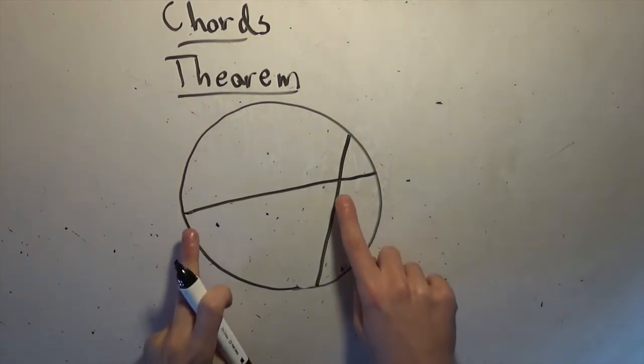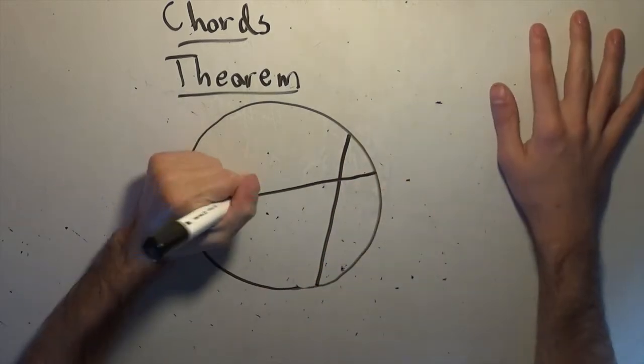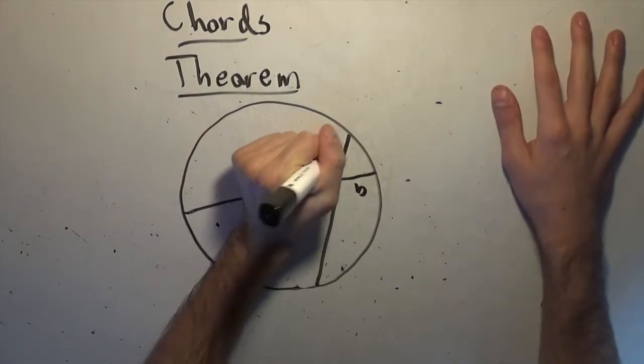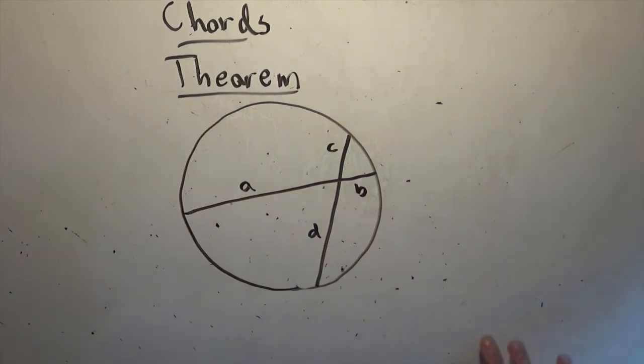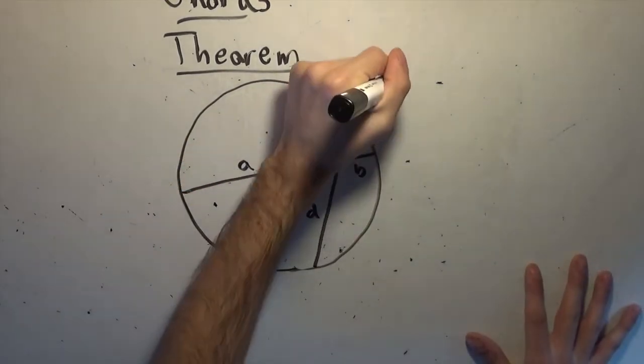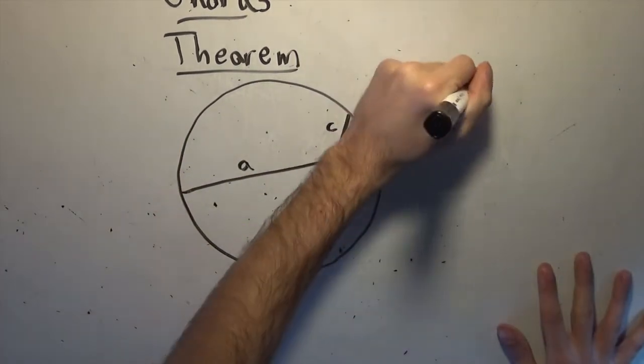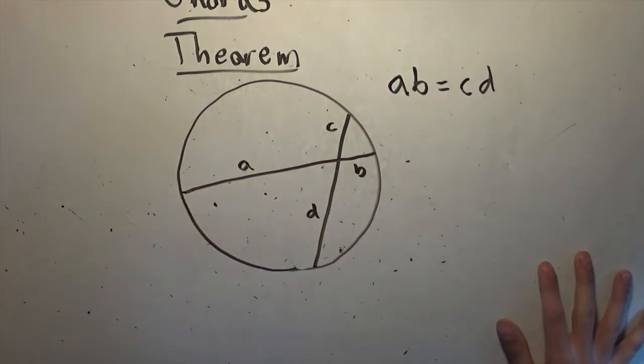focus in on the lengths on either side of the intersection point for both chords, and say we label them A, B, C, and D, it is a true fact that A times B is equal to C times D. Every time, forever and always. It's a beautiful, beautiful statement.